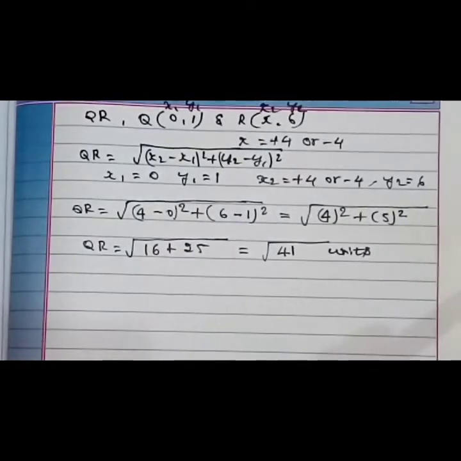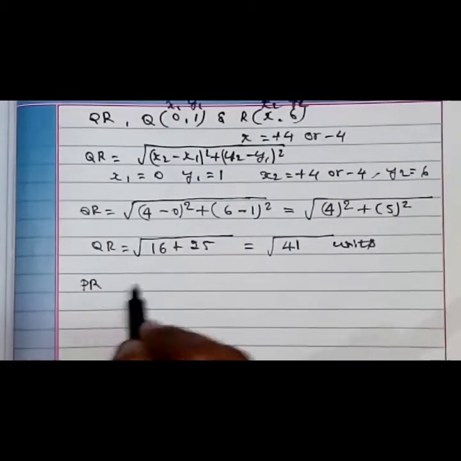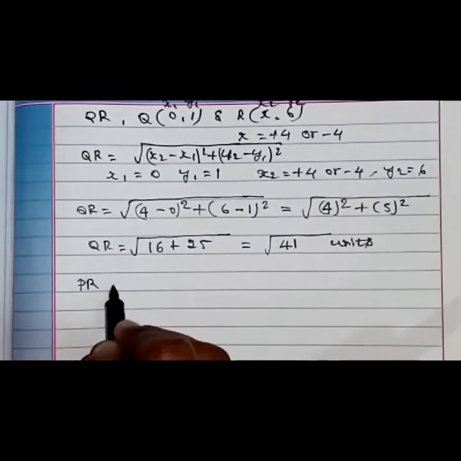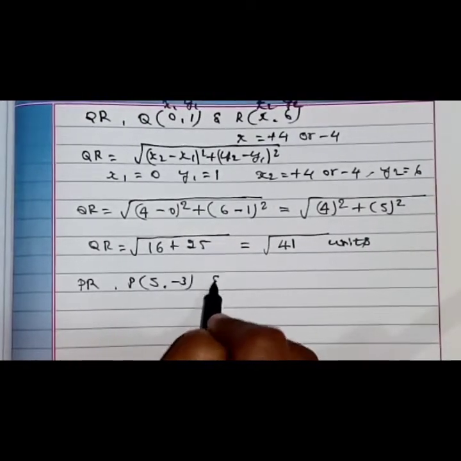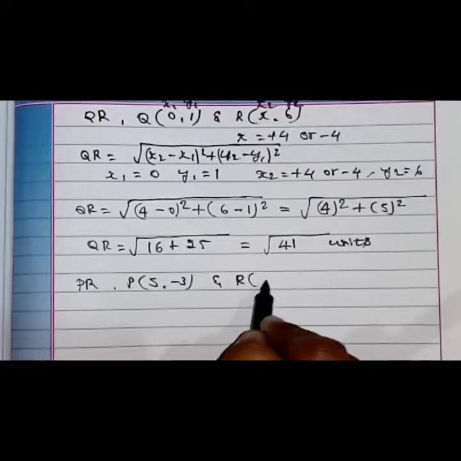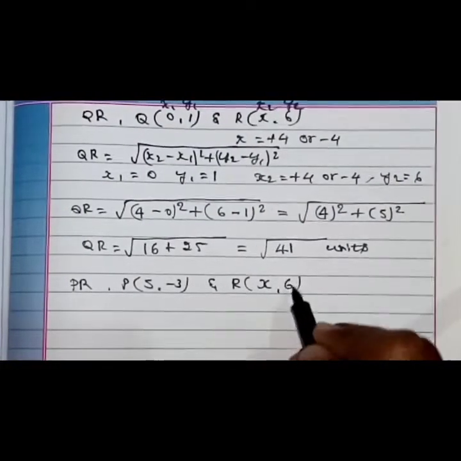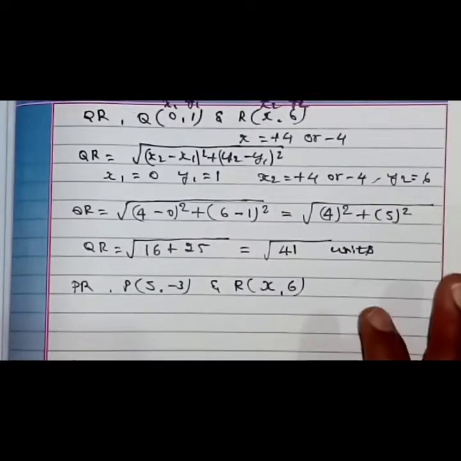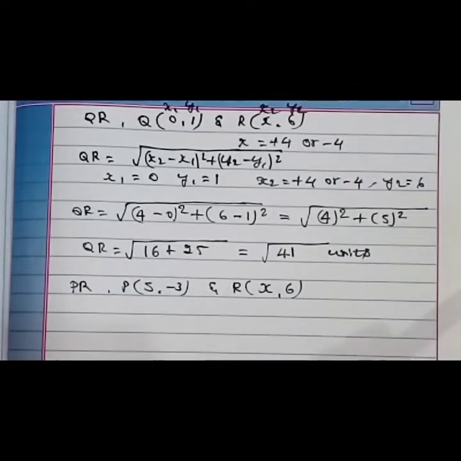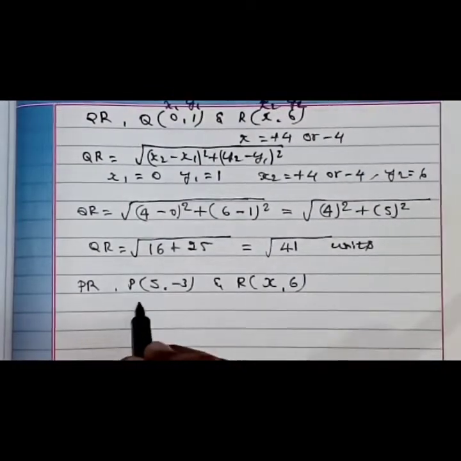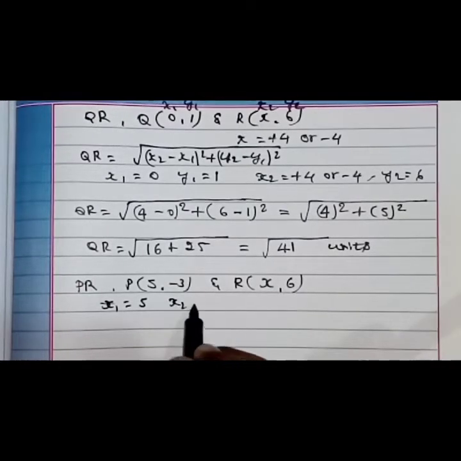Now find the distance between PR, right? Now what are the coordinate points of PR? So P of 5 comma minus 3 and R of, I'll write here x comma 6 because the x values are 2 there, so therefore one is plus 4 and minus 4, so therefore I'll write only x comma 6, right? Now take down the values. Now x1 is how much?